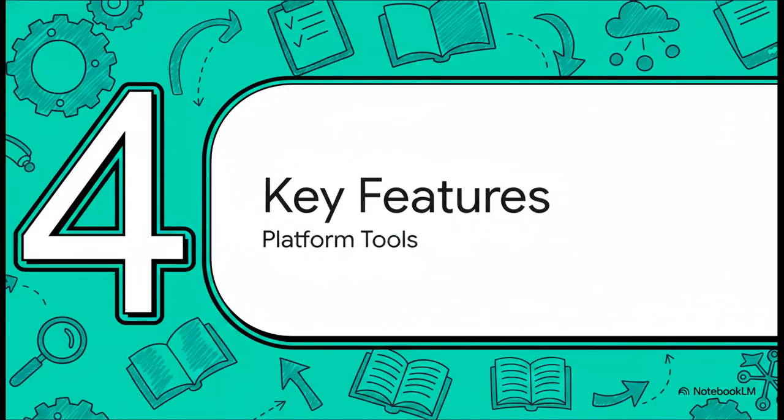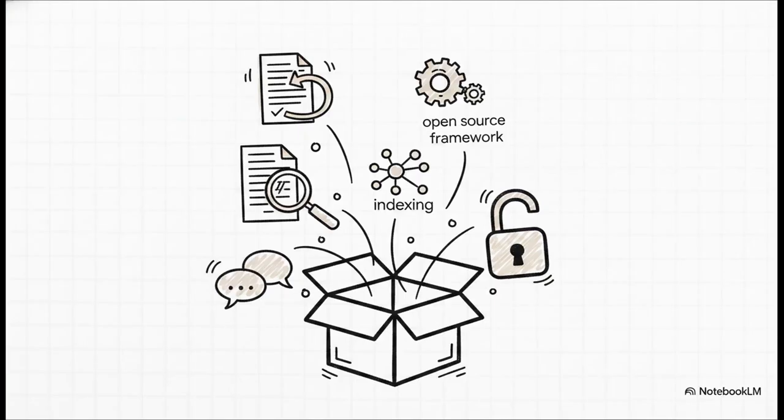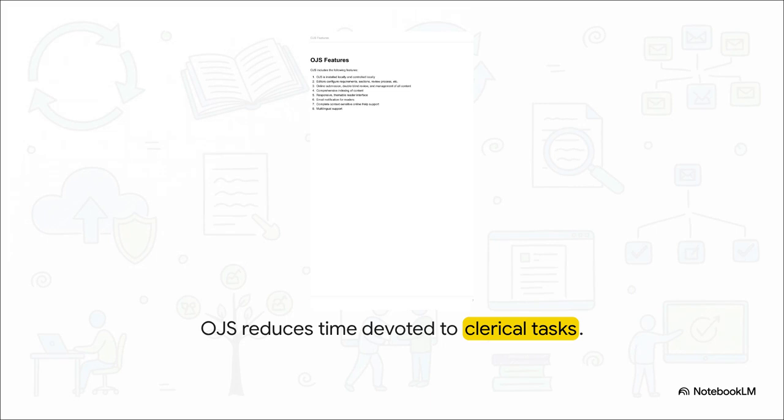All right, let's dive into Section 4, the key publishing features, focusing on the platform tools. So what specific tools does OJS actually give you? The platform provides 6 critical features right out of the box. You get online manuscript management, rigorous peer review tracking, robust multilingual support, and full capabilities for open access publishing. Plus, you get built-in DOI and indexing integrations, and of course, the whole thing is built on an open source framework. A core philosophy of this whole system is to drastically reduce the time and energy you have to devote to clerical and managerial tasks.